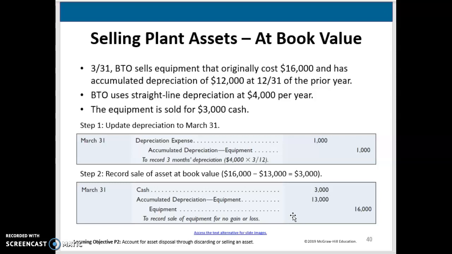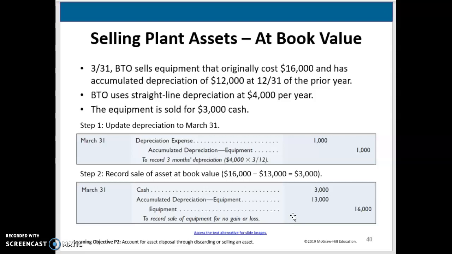We have to figure out what is the book value. But our first step is to update that depreciation. So we have from January to March, January, February, March. So we have 3 months that we have to record depreciation for. They told us that it's $4,000 per year, so we don't have to calculate how much depreciation was. So we take $4,000 per year times 3 out of 12 months that we're depreciating for, and we get $1,000. So we're going to debit depreciation expense for $1,000, credit accumulated depreciation for $1,000. And that means that our total accumulated depreciation went from $12,000 to $13,000.